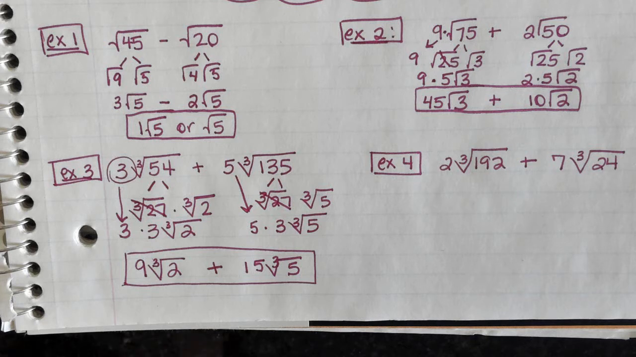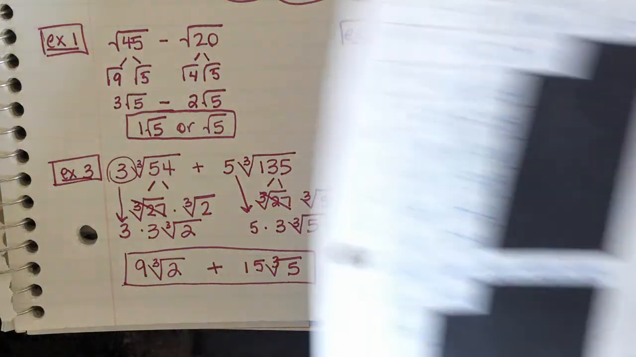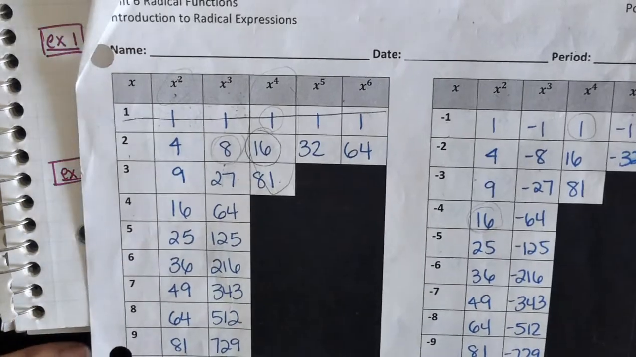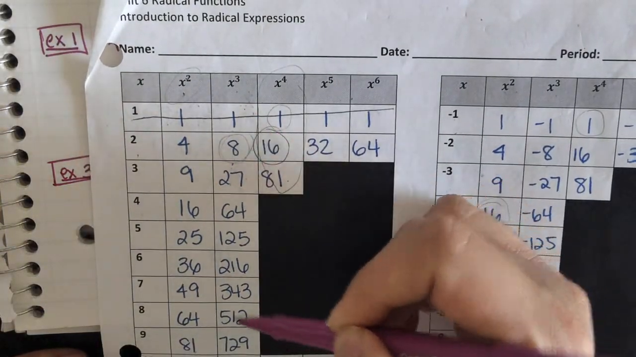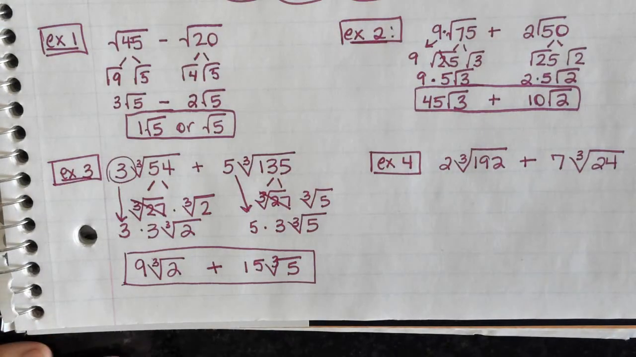So I'm looking at my powers table. I'm looking to see what the biggest perfect cube that goes into 192 is. So I want you to tell me, what is the biggest perfect cube that goes into 192? Your answer needs to be a number in the x cubed list. Go ahead and try it.